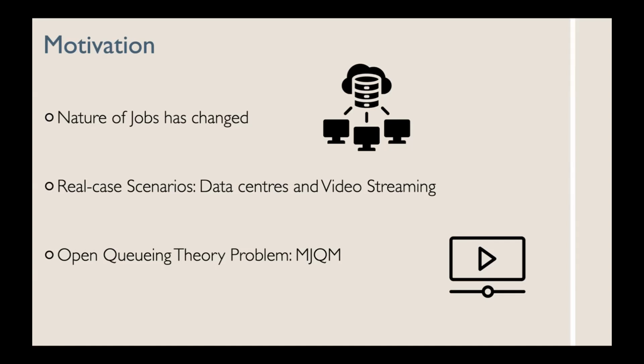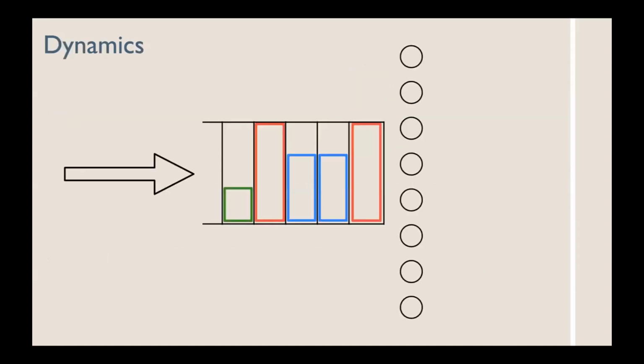This is why we started to study this kind of model, which has a very particular dynamic that I will try to animate, and now we'll see. We divide jobs into different classes, for example red, blue, and green, and each one of these classes takes a different amount of servers for a certain amount of time. In this case, they are served according to a first come first served policy.